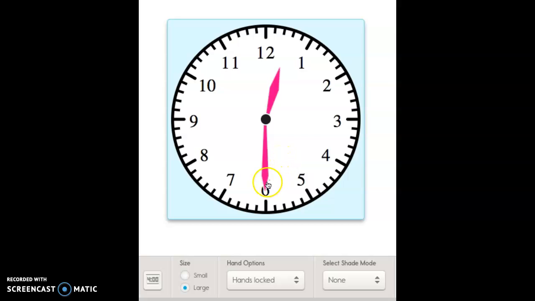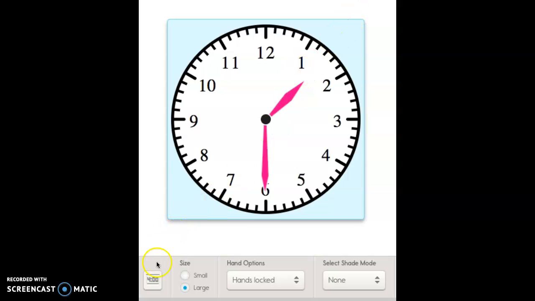Here, if I move the minute hand again, the other 30 minutes will pass, and there we have 1 o'clock. So, if I move it again, and the minute hand points at 6, which are 30 minutes or half past, we can see that the hour hand is now in between 1 and 2. That means that it's 1:30 or half past 1.